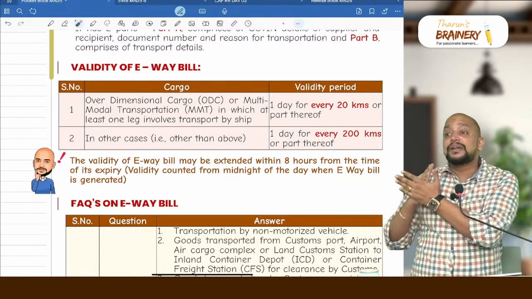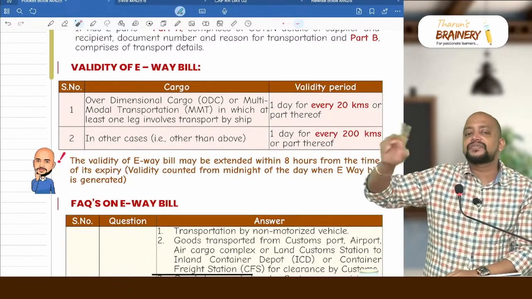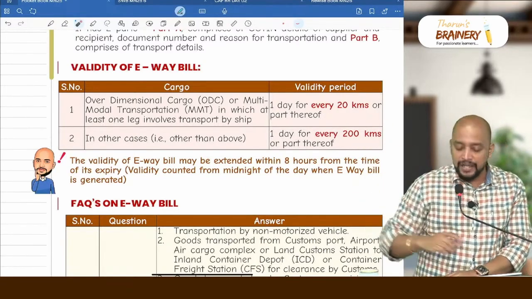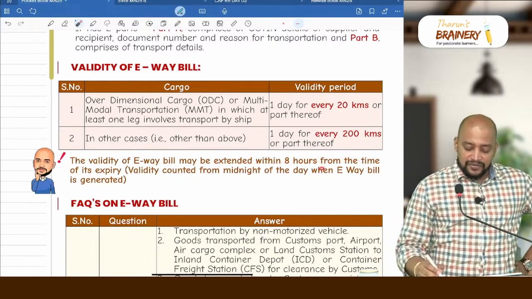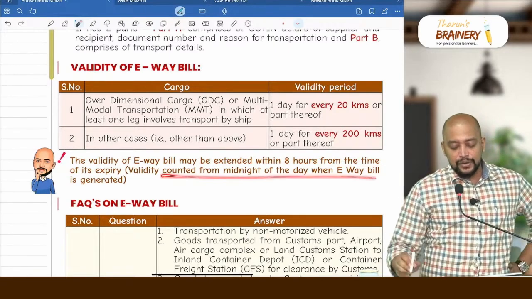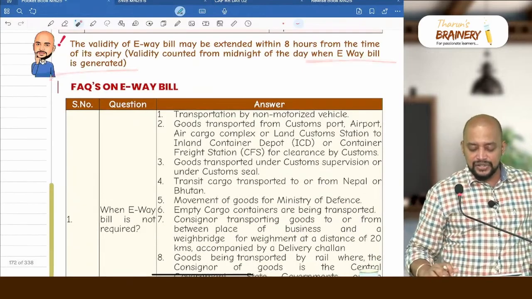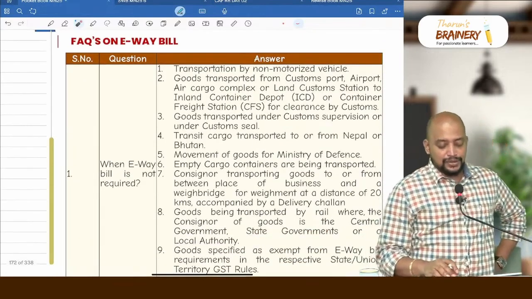Whenever the e-way bill expires, within 8 hours from its expiry, we can renew the e-way bill. So the validity of the e-way bill may be extended within 8 hours from the time of its expiry, validity counted from the midnight of the day when the e-way bill is generated. Then there are some FAQs in this regard.